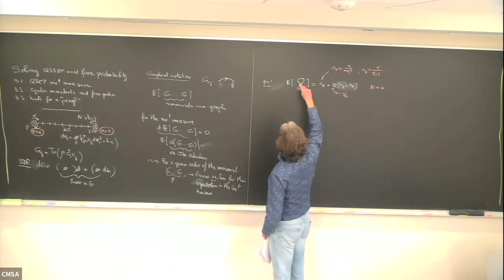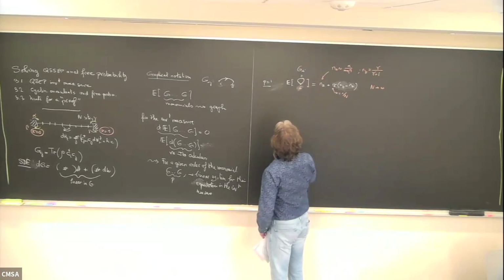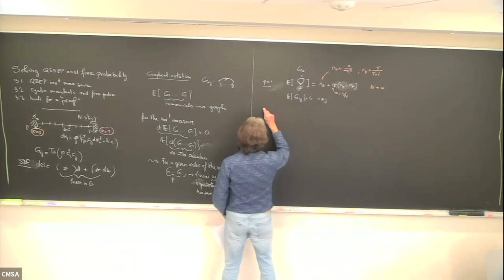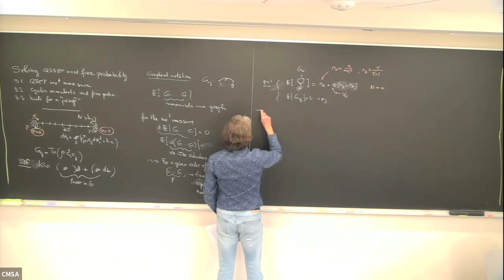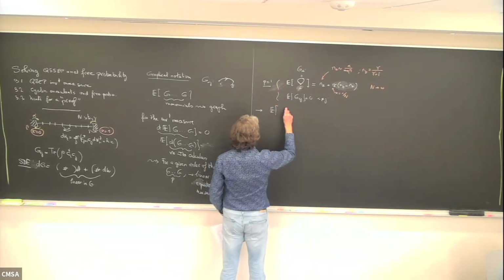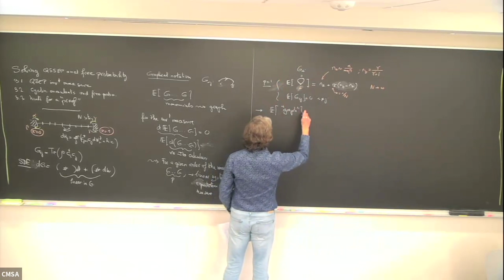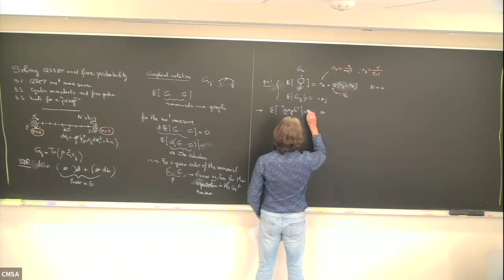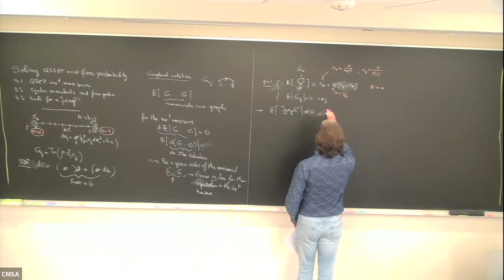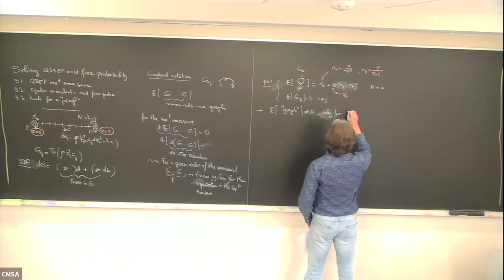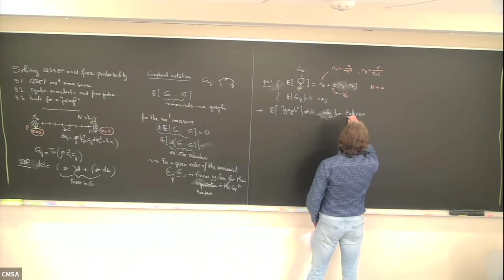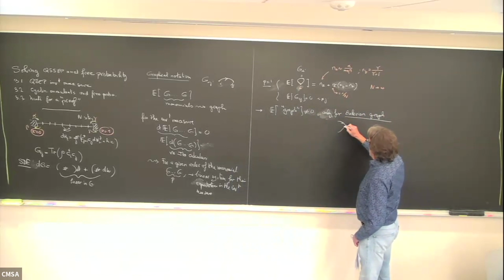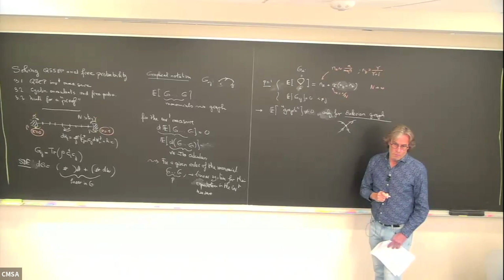Then I told you to compute G_ij, this is 0 if i is not equal to j. In general, the expectation value of a graph can be non-zero only for Eulerian graphs. And Eulerian graph means that if you look at a vertex, the number of ingoing arrows should be the same as the number of outgoing arrows.